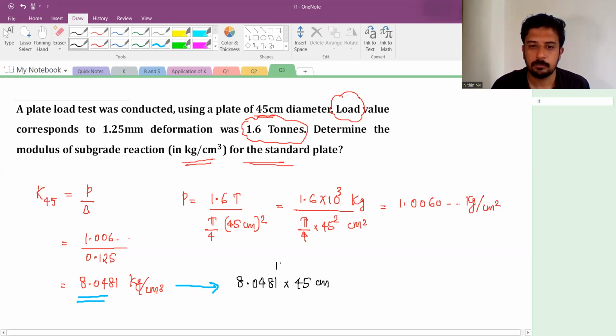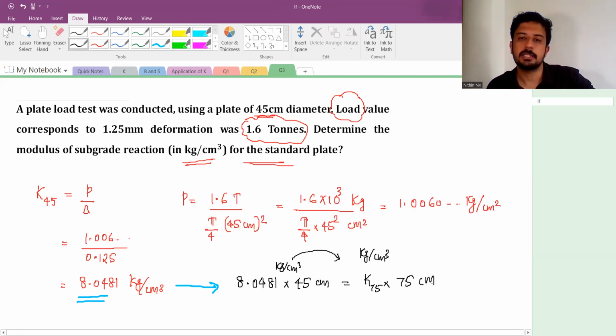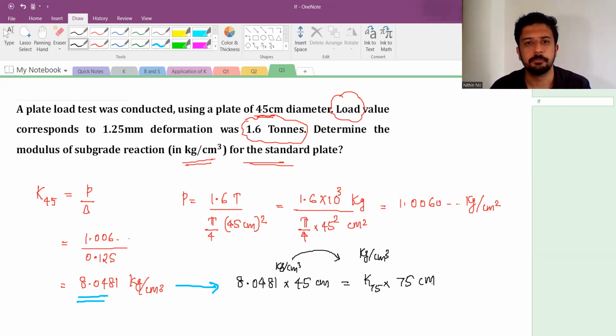Unit is also important. Okay, unit is also important. Is equal to the value which we require, that will be in the same unit, kg per centimeter cube, into the diameter. What is the diameter? 75 centimeter. In case they are giving 45 centimeter, they can also mention it as 450 mm or 0.45 meter. In that case, don't substitute 0.45 there. It is 45, because otherwise the standard diameter you can keep as 0.75 meter. Okay, unit should be same. That's all.